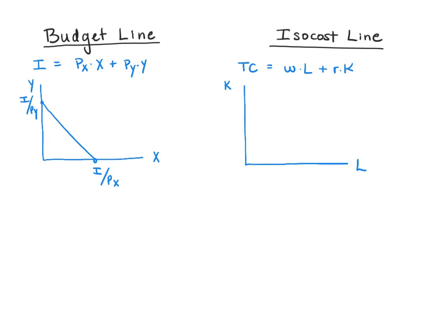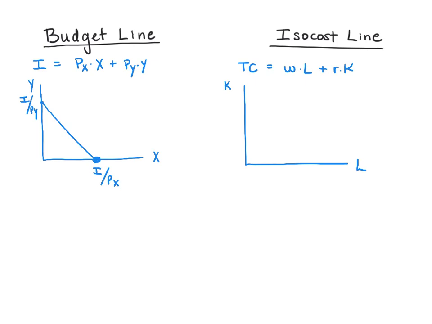Each intercept represents the most amount of that good that the consumer could afford if all he bought was that good. So for example, if the consumer only buys good X with his I dollars at a price per unit of P of X, he can afford I over P of X units of X.